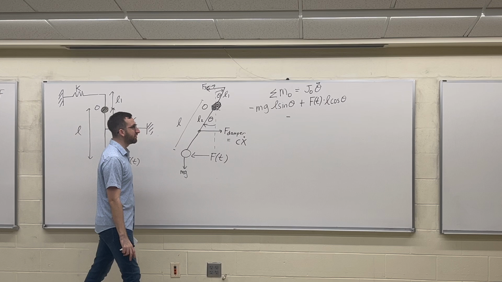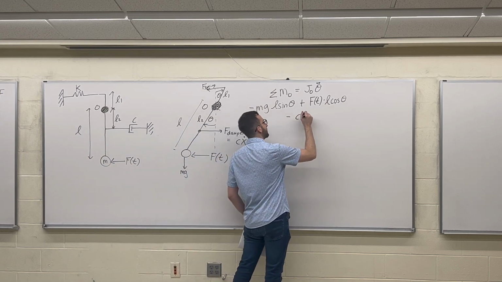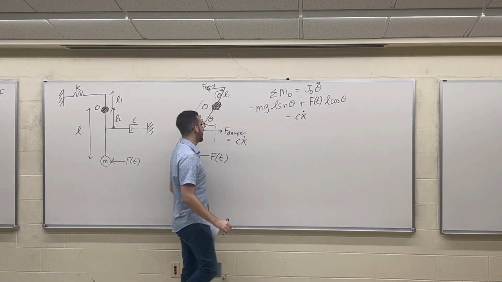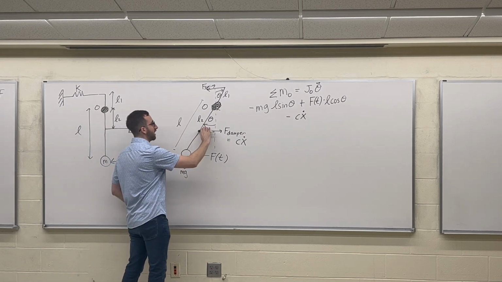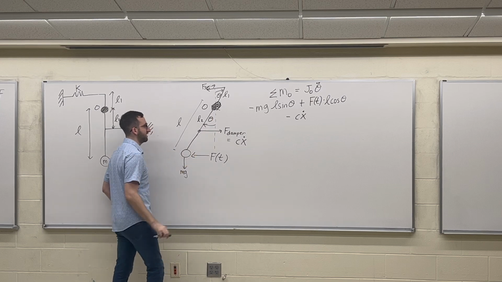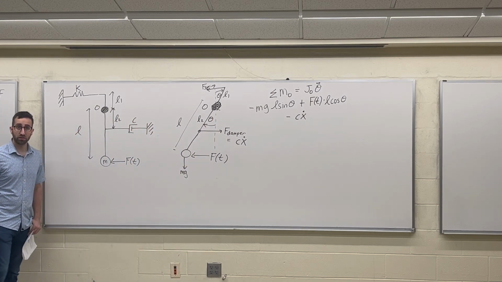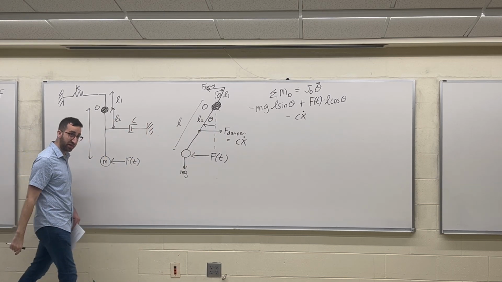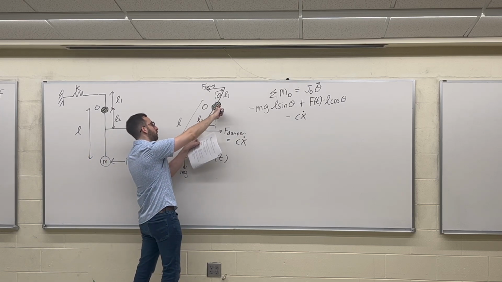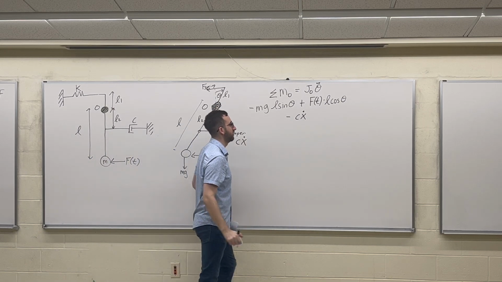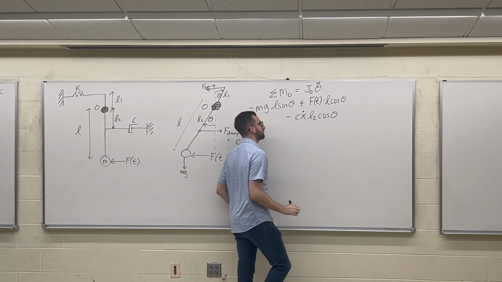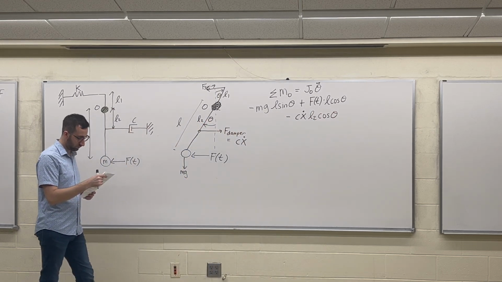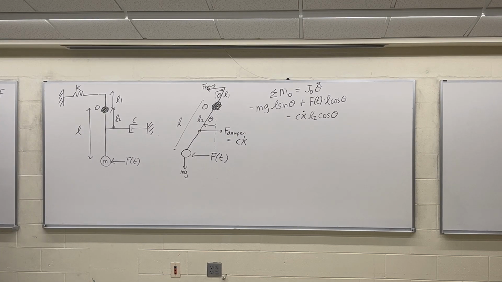So this would be minus the force of the damper, which is C x dot, times its moment arm. Again, this is going across, and we're looking for the perpendicular distance. What will that be? L2 cosine theta. This is L2, and cosine theta gives that perpendicular distance. So this is L2 cosine theta.